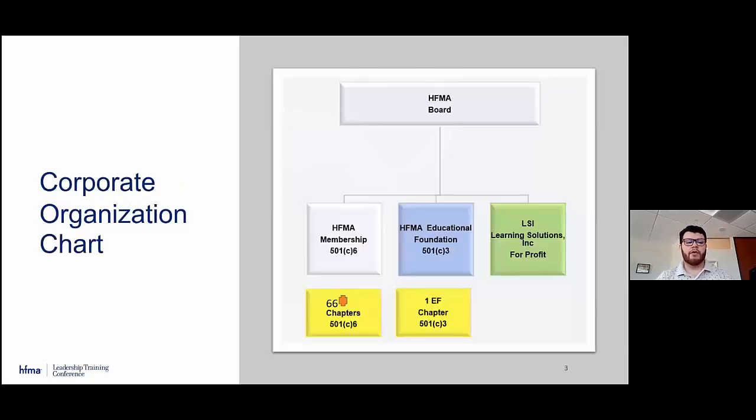First, we just wanted to go over the corporate organization chart for HFMA and the chapters of HFMA. So if you take a look here, you'll see at the top we have the HFMA board, who governs the HFMA Membership Association, the HFMA Education Foundation, and then we also do have a third entity called Learning Solutions Incorporated. Beneath the national entities, we do have the 66 chapters, which are 501c6 organizations, and then we do have one chapter education foundation that is a 501c3 organization.